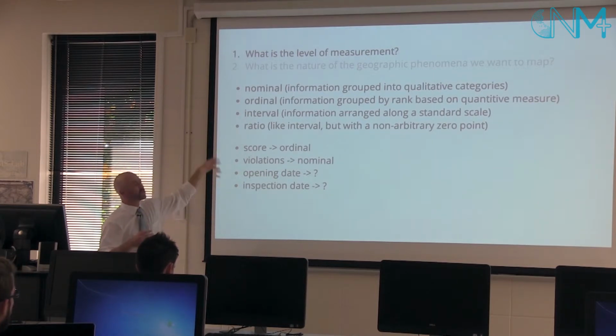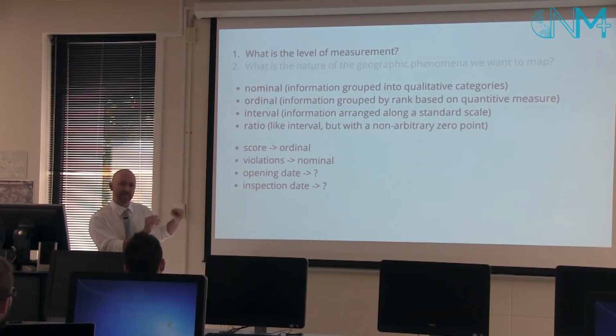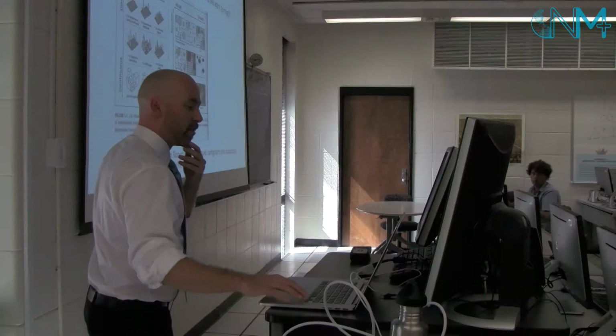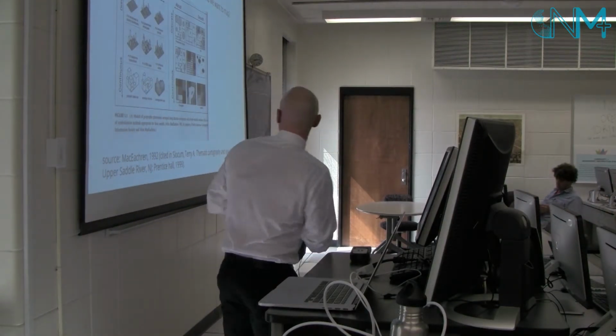And so which level of measurement are they in? And time is always a little tricky because it's circular for one thing, and it's measured in weeks or months, so there's different ways. So we're going to bracket that one for a second and come back to that. The next question: what is the nature of this geographic phenomenon we want to map?